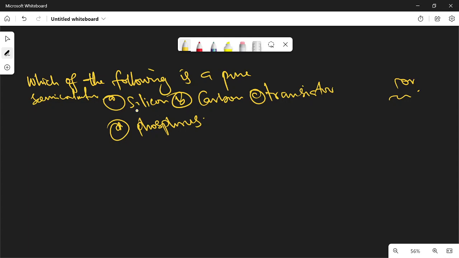If I may ask, why can't carbon be the answer? Because carbon is also in group 4, and we said group 4 elements are semiconductors. Why is carbon not the answer? Why silicon? Carbon has two allotropes, and one can conduct electricity. Thank you so much for that.